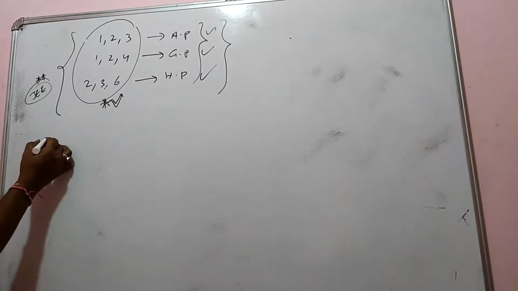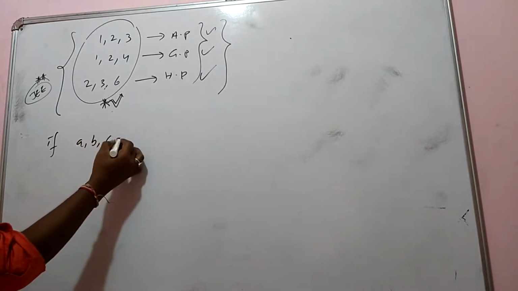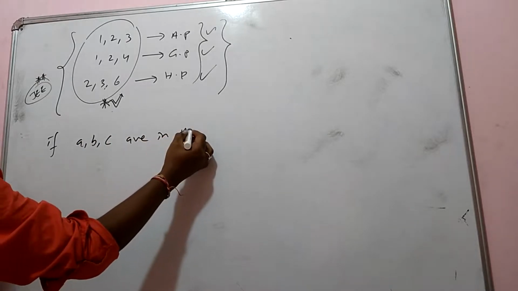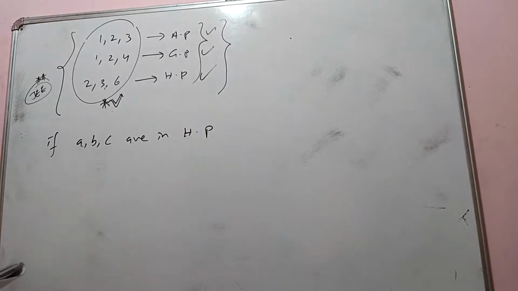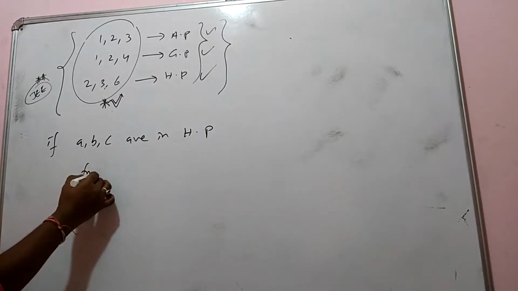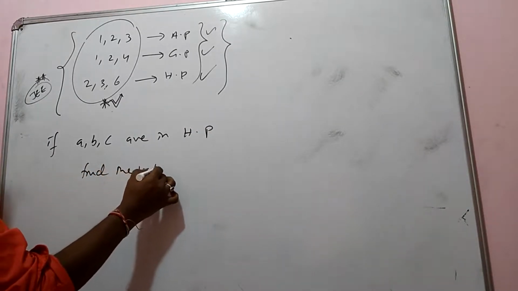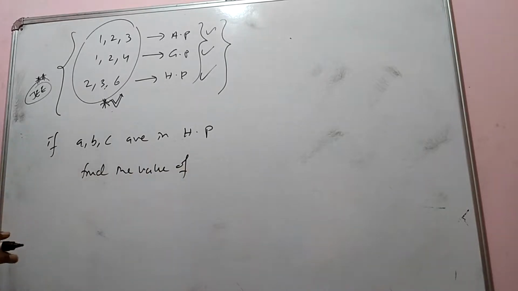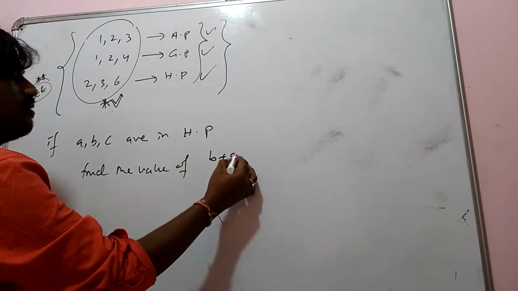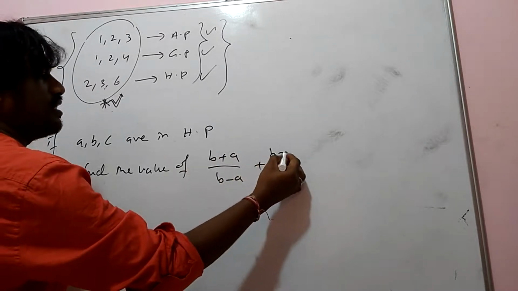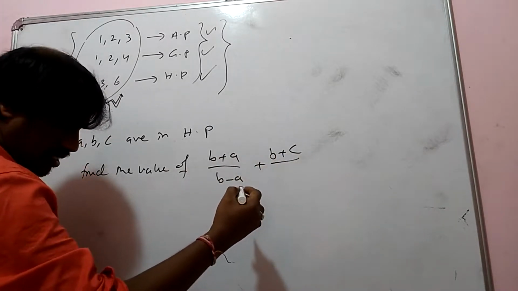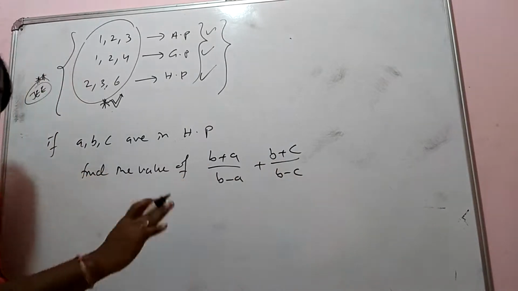They will say, for example, if A, B, C are in HP, find the value of B plus A by B minus A plus B plus C by B minus C. So don't do this problem.